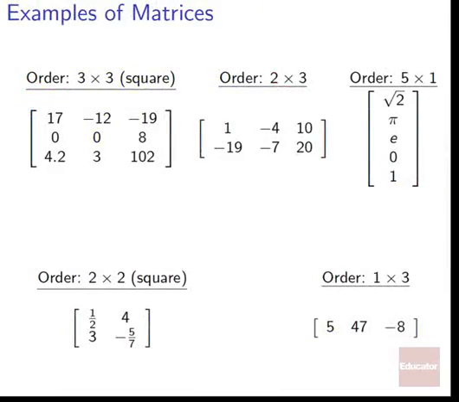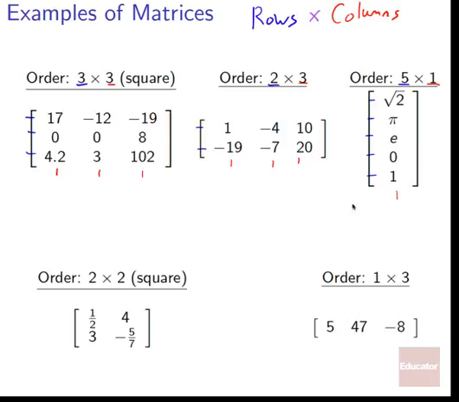All right, so with this idea in mind that it is rows by columns, let's look at a couple examples. If we've got a 3x3 matrix, then that means we have three rows and three columns. If we have a 2x3 matrix, then we have two rows and three columns. If we have a 5x1 matrix, then we have five rows and one column, right? Same thing for all of these.